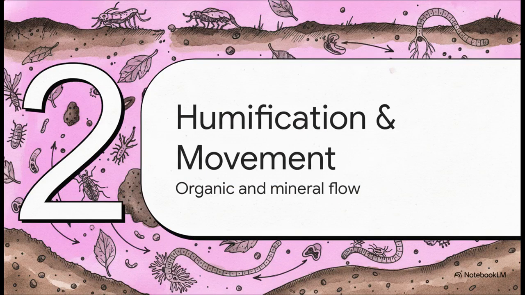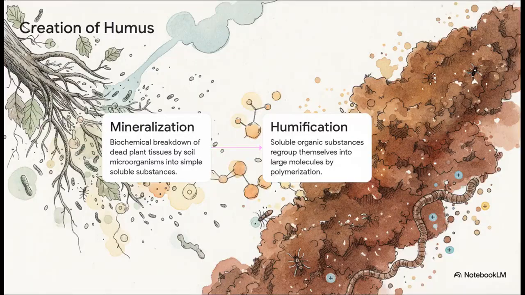Moving right along to Section 2, humification and translocation processes, the movement of organic and mineral matter. So, before we zoom out to look at macroclimates, we need to understand how matter breaks down and physically moves within the soil profile. Think of these processes as the engines that build the soil's internal architecture. The creation of humus is an intricate two-phased biological dance involving bacteria, fungi, earthworms, and termites.